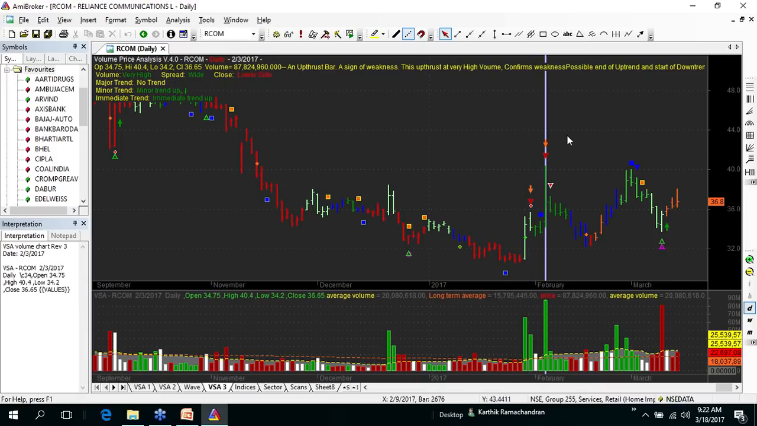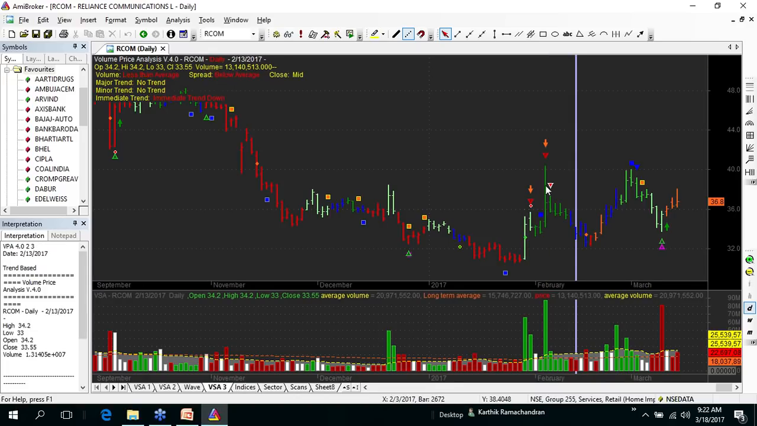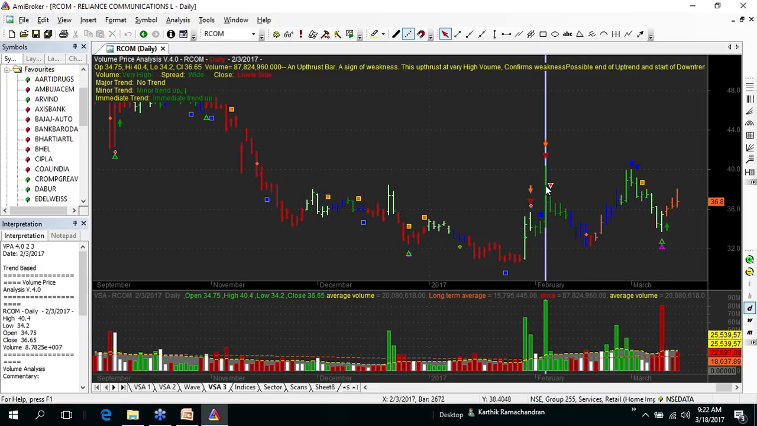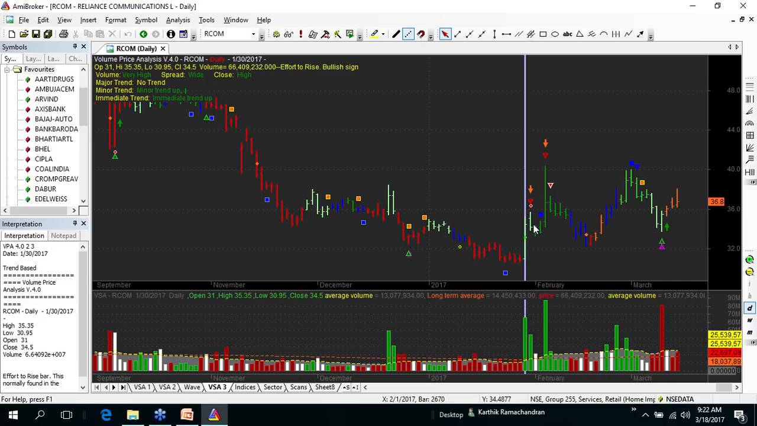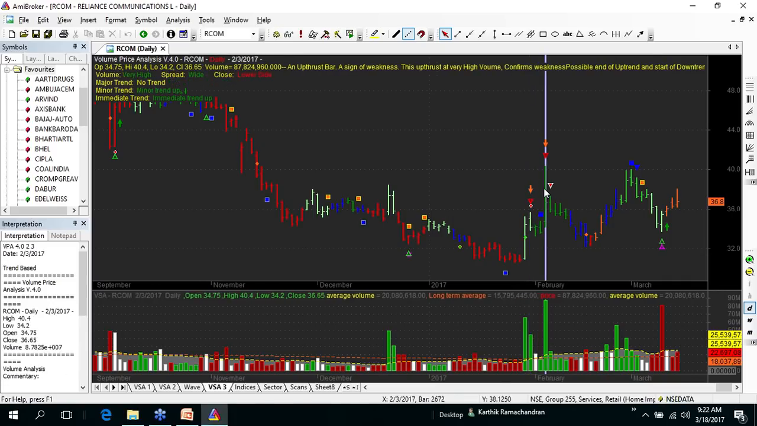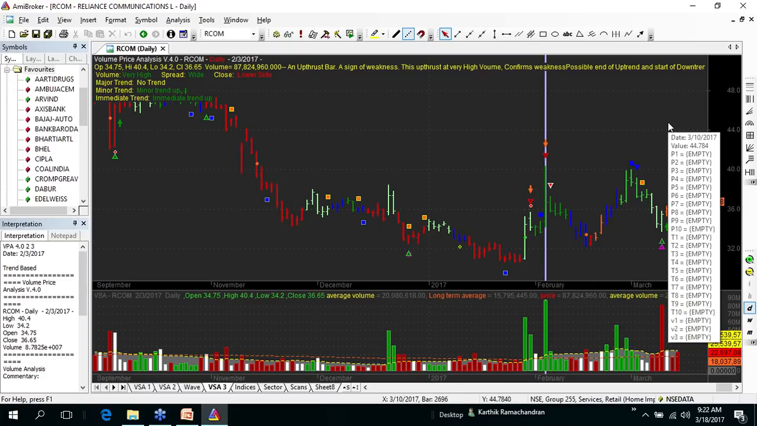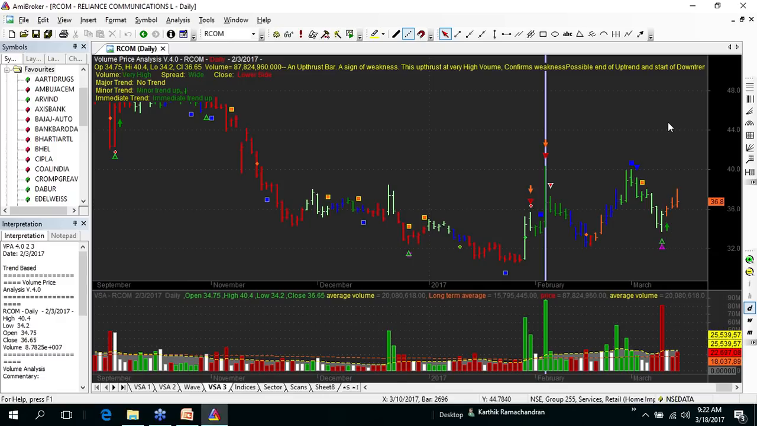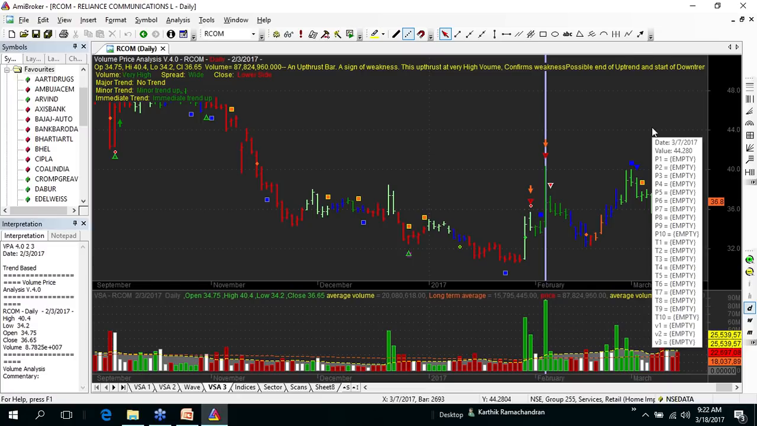Yeah, these are ultra high volumes. It is an upthrust bar that happened, right? This is on 2nd March. One of the things I do whenever I see such a thing is I immediately look for the news.